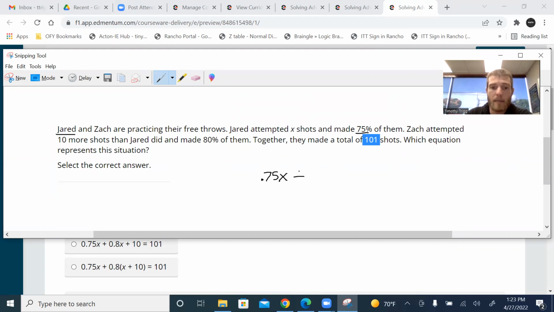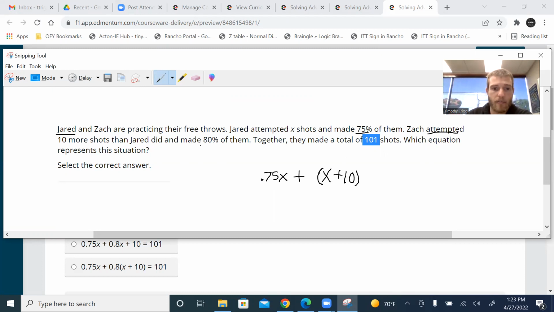Now, keep in mind that to change a percentage to a decimal, I move the decimal point twice to the left. So that's where I get this 0.75 from. Now we're going to add in the number of free throws that Zach made. Zach attempted 10 more shots than Jared did. So remember, Jared attempted X shots. Zach, on the other hand, attempted 10 more than that. So if Jared attempted X shots, then that means Zach attempted X plus 10.